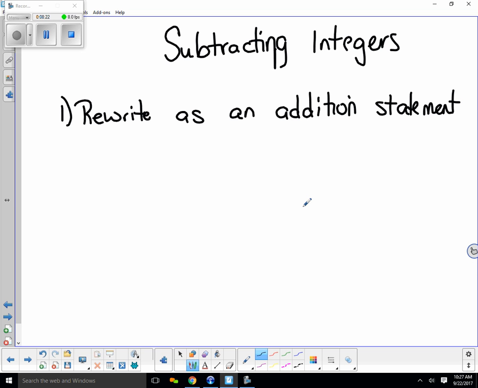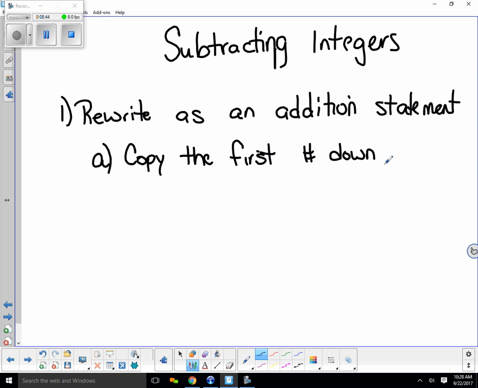Now, so I'm going to put underneath how we're going to rewrite this as an addition statement, okay? So I'm kind of doing an outline form, so I'm going to go with A because that'll tell me that's my first step, okay? We're going to copy the first number now. Okay, we are not changing the first number. You never change the first number. Okay, just copy it down. Doesn't matter what it is, you're going to copy it down. B, you're going to change subtract to add.